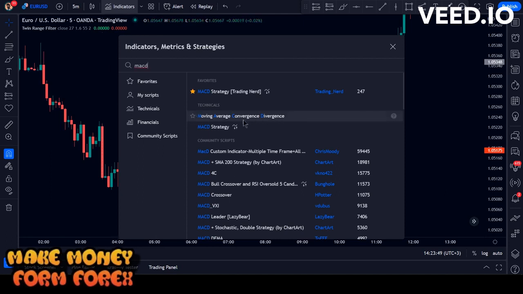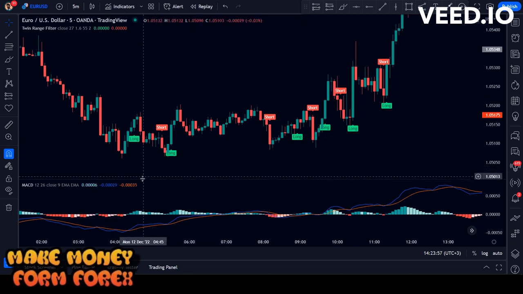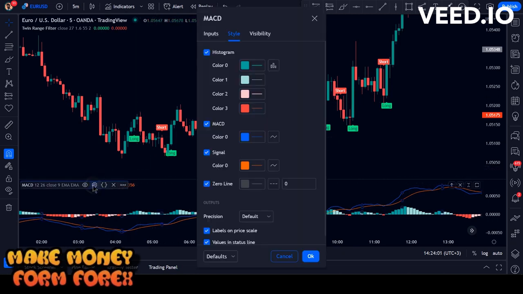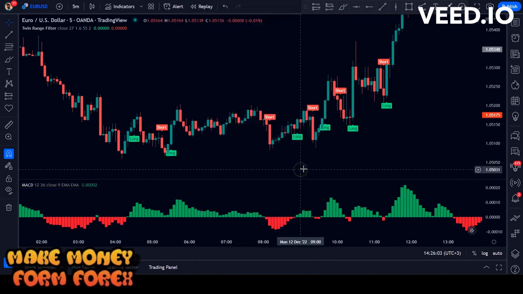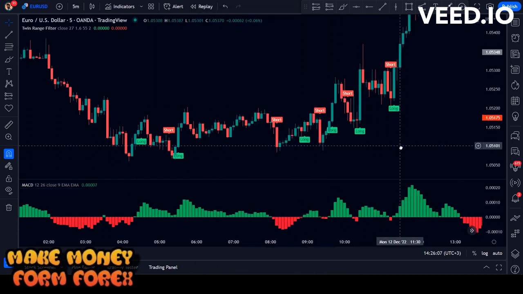Be sure to select this one that says moving average convergence divergence. We're gonna access this indicator's settings by clicking right here. Head over to the style tab and change the histogram colors to the primary green and red like this. After that, uncheck the MACD line as well as the signal line and then click OK. Now this indicator will be our short-term trend identifier.